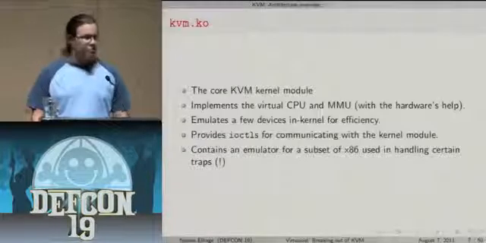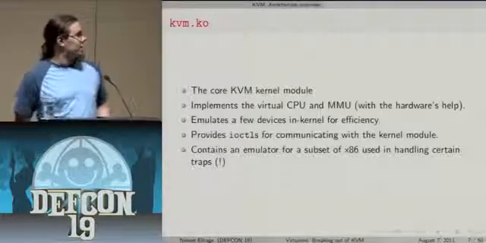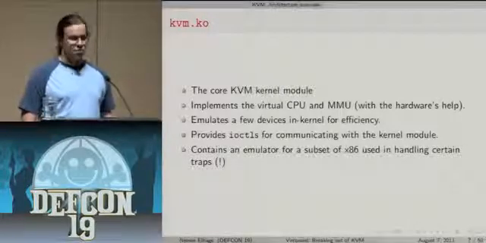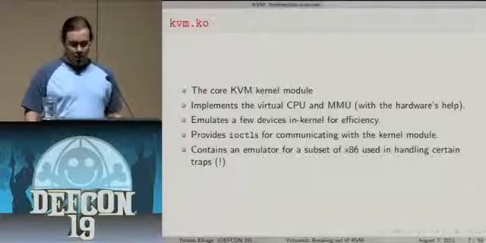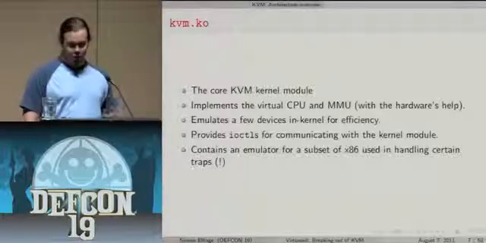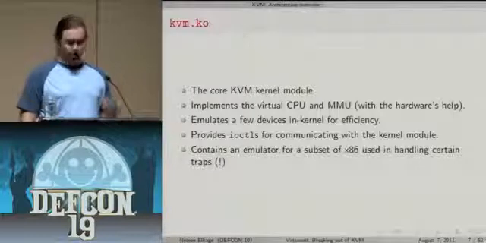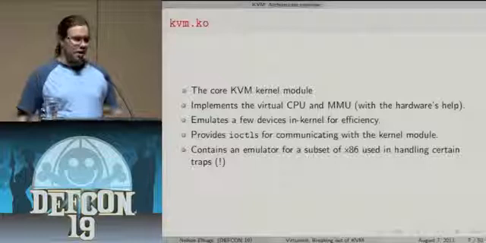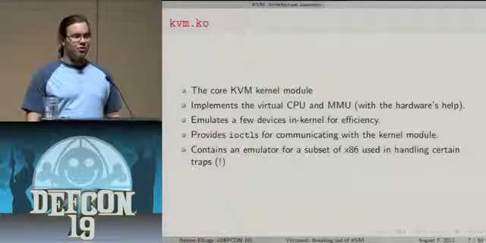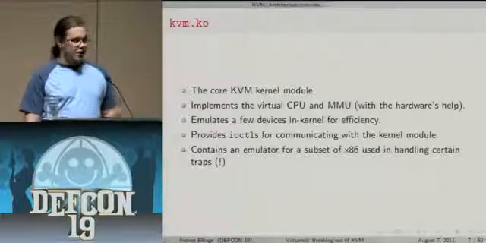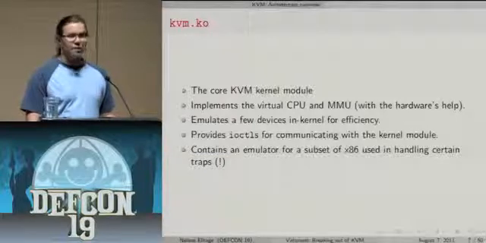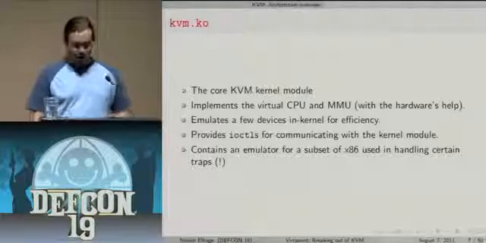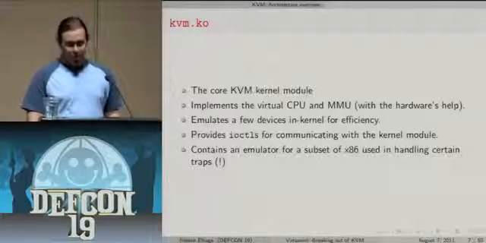Looking a little bit at the function of each of those and where they sit, KVM.ko is the core of the kernel modules, of the kernel side support for KVM. It's responsible for emulating and tracking the virtual CPU and memory management unit, the core of the virtual machine, using AMD's and Intel's x86 hardware virtualization extensions. It emulates a small number of devices and input-output operations in kernel directly for efficiency, but for the most part it doesn't deal with emulating hardware.